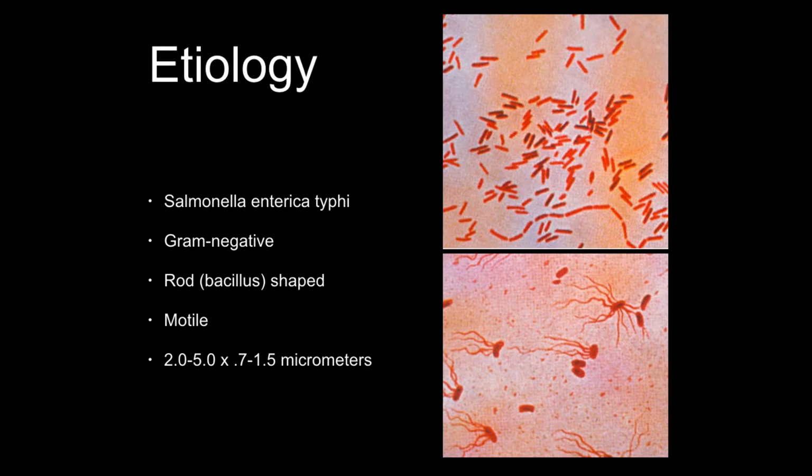I will be discussing the etiology and history of typhoid fever. Typhoid fever is caused by the bacterium Salmonella enterica typhi. It is a gram-negative bacteria, so it appears red in the gram stains. It is rod or bacillus shaped. It is motile. Its size ranges from 2 to 5 by 0.7 to 1.5 micrometers.